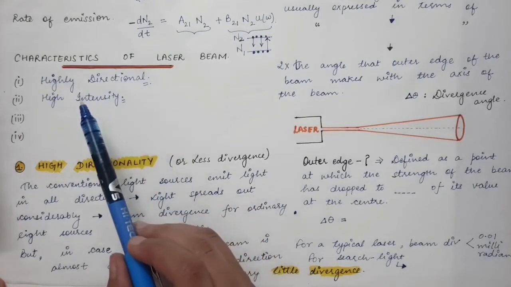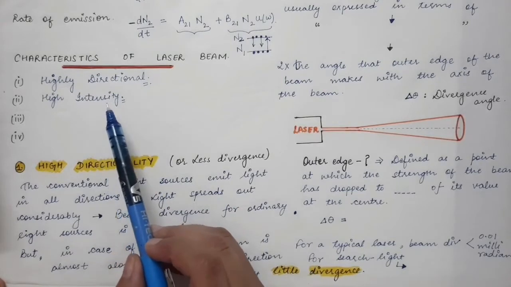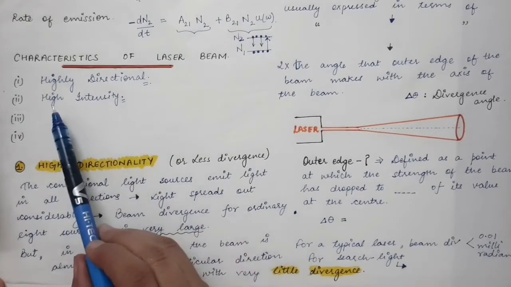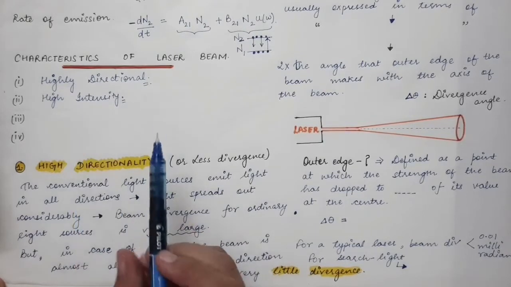Therefore the light from a laser is highly concentrated. Energy is concentrated at a single point. So we call that laser light has high intensity.